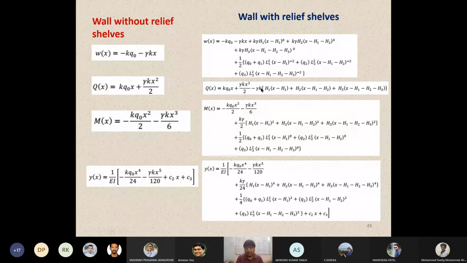With the introduction of relief shelf, you can see this expression has been introduced over here with a negative sign. So you can clearly see that the relief shelf introduction has reduced the shear force by this term. Similarly, in the case of bending moment, you can see a negative sign and this positive term has been introduced. With this amount, bending moment has also been reduced at any section. All these expressions give you the values at any section. Similarly for the wall deflection also.